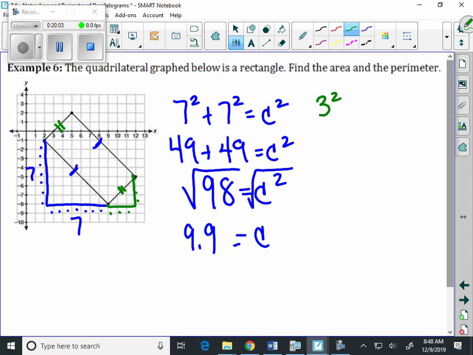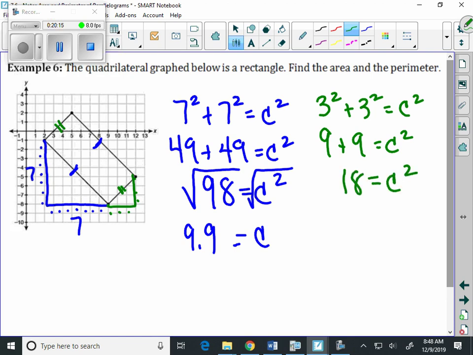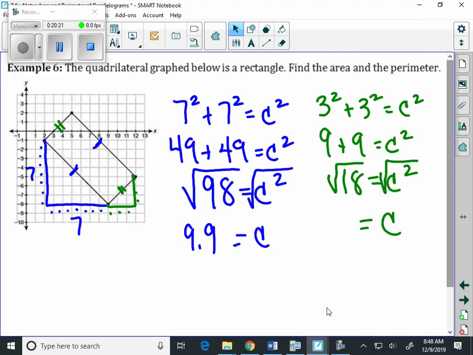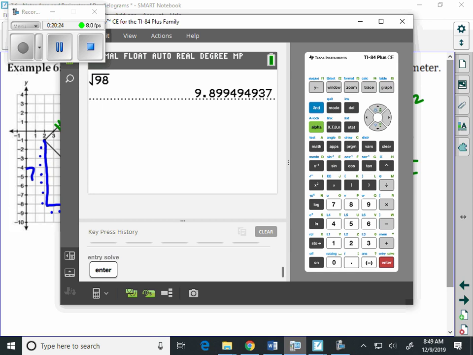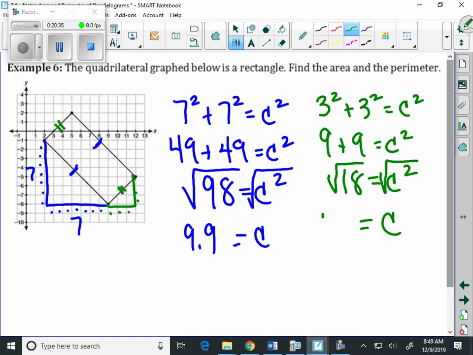So we've got 3 squared plus 3 squared equals c squared. Well, 9 plus 9 equals c squared. 18 equals c squared. And if we take the square root of both sides, typing it into the calculator, the square root of 18 is 4.24. Because it's 4 or less, we're going to keep that 2 the same, so this is going to be 4.2.